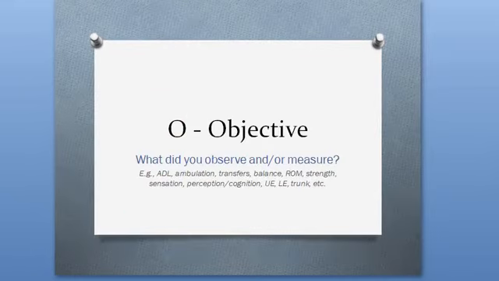So let's move on to the objective. So this is, again, objective. It is what it is. It's what did you observe and measure. A lot of functional tests are here. ADLs, oh, it's right there. Ambulation, transfers, balance, range of motion, strength, sensation, perception, cognition. All of that stuff that we're objectively testing and objectively grading belongs in the objective part of your SOAP note.